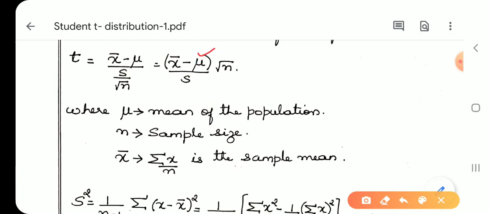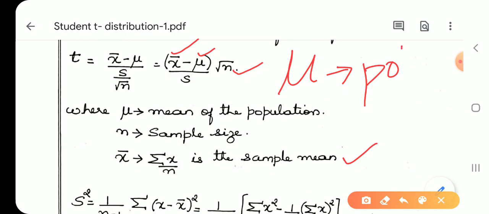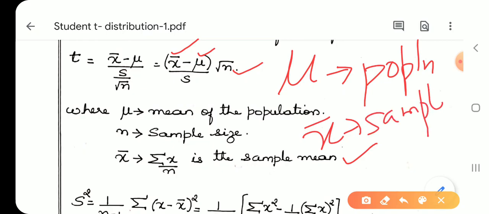Mu is the mean of the population, n is the sample size, and x bar is the mean of the sample. Mean of the sample is calculated by the formula sigma x by n. So three different quantities you have to remember. Mu is the mean of the population, x bar is the mean of the sample. If you can differentiate this properly, you can do the problems.